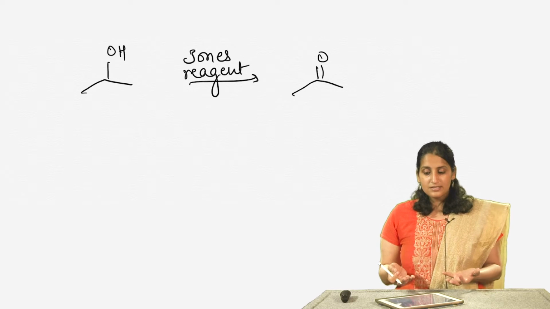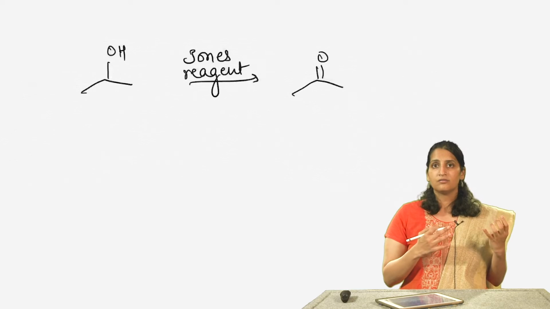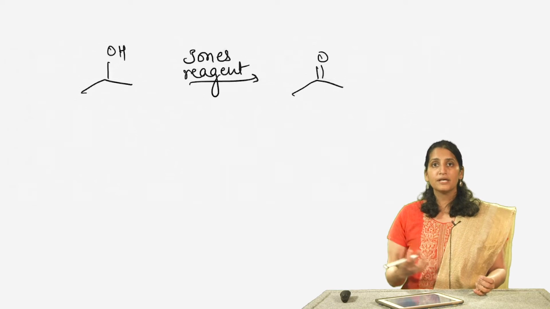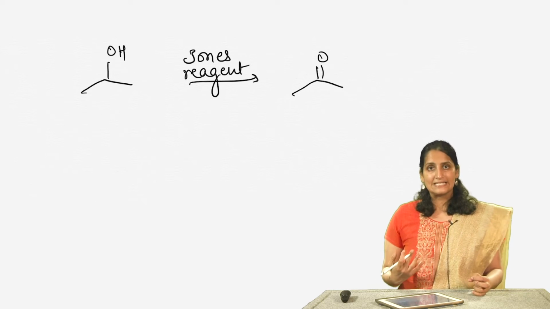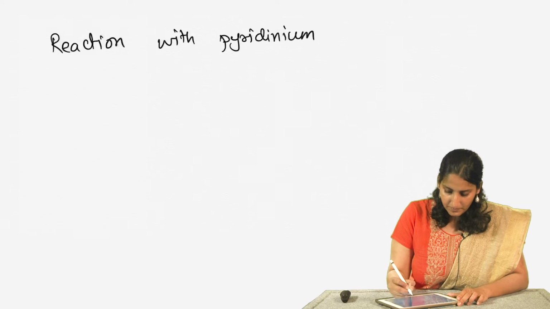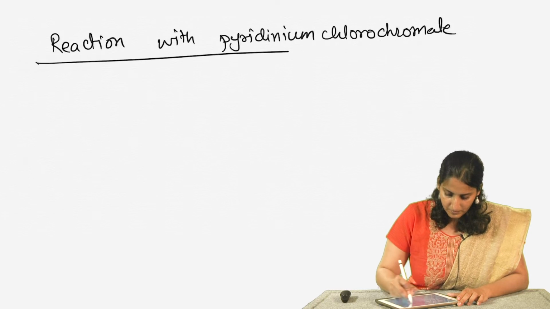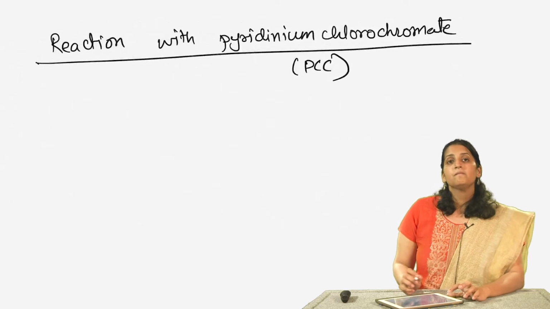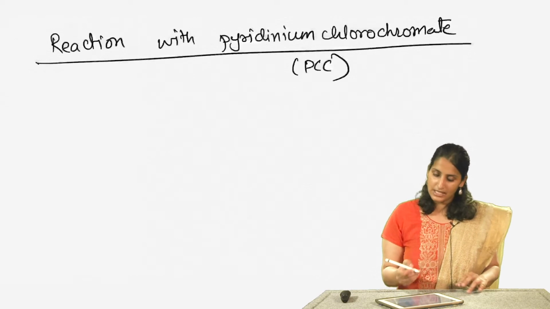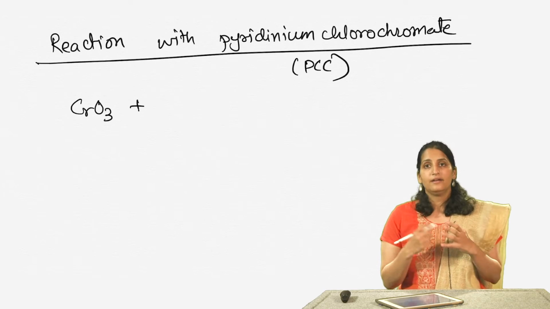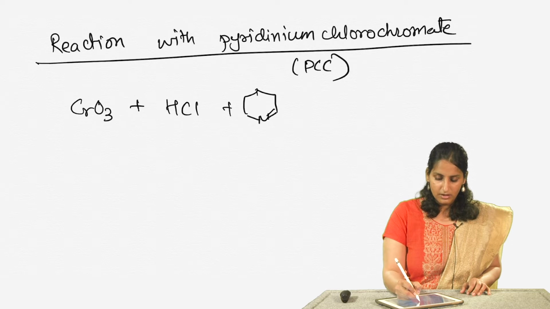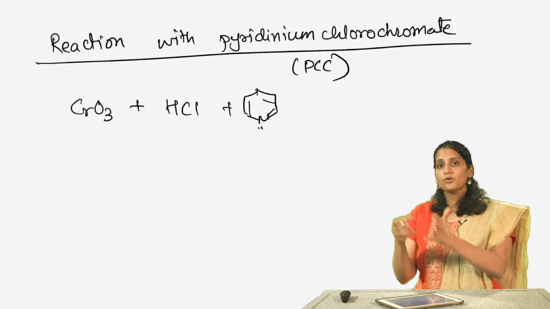So, now the question arises, what if I want to form that aldehyde? Jones reagent will not be useful. The other kind of reagent that is useful is called pyridinium chlorochromate or PCC. PCC is made by dissolving CrO3 in aqueous HCl and then adding pyridine to it. So, that is how the pyridinium chlorochromate is formed.